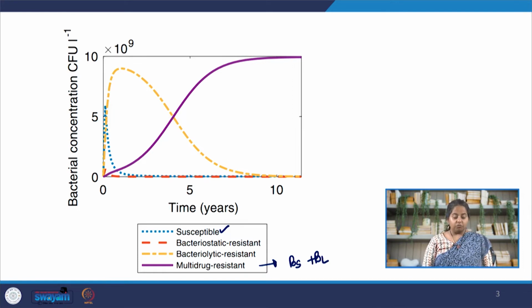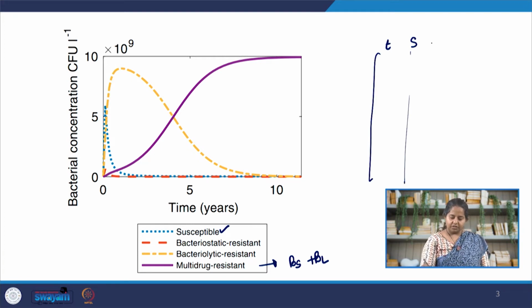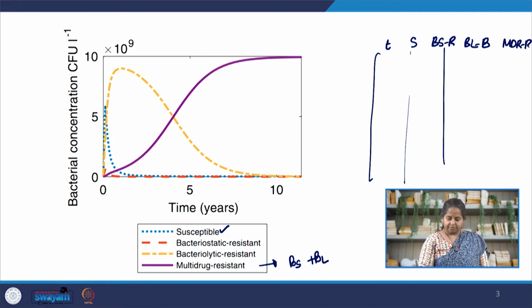And MATLAB or R, both of them will give you a table like this, which will have a column for time. So, as time changes, how is the susceptible population changing, how is the bacteriostatic resistant bacteria changing, and then the bacteriolytic resistant bacteria, and then the MDR multi-drug resistant bacteria changing over time. So you will get this matrix, this table from both R and MATLAB. Using this information, you can plot using any plot device.